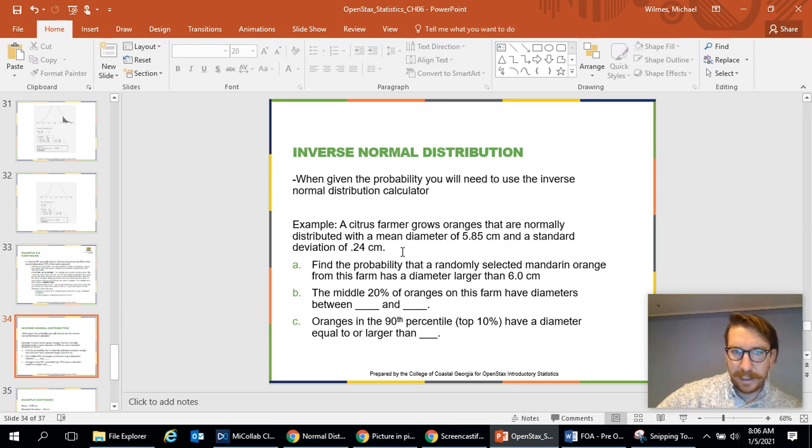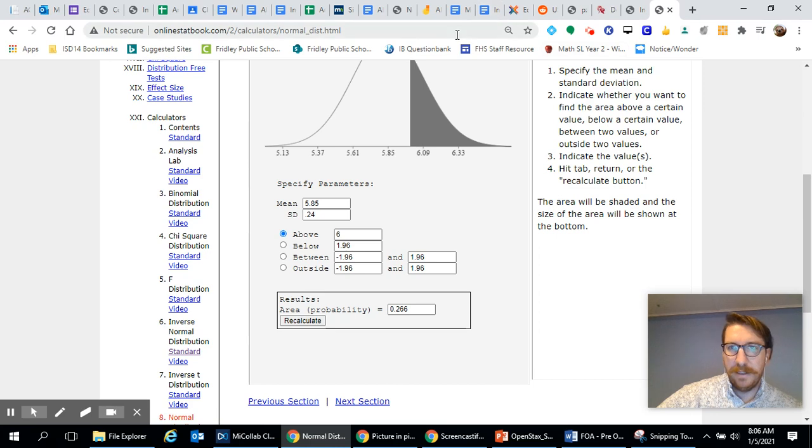All right, and that's what we worked on. The previous work was finding those probabilities. So we could say 0.266 or 26.6% chance to be larger than 6 centimeters. The next part is asking us if they give us this information. The middle 20% of oranges on this farm have diameters between blank and blank. So to do that, if they give us a probability first or a percentile, that's where we need to work backwards. And we go to the inverse normal distribution.